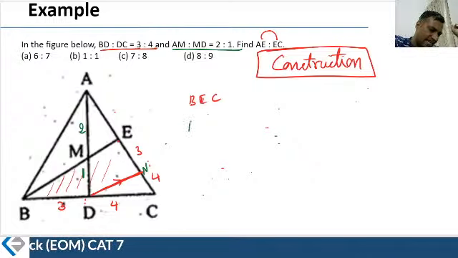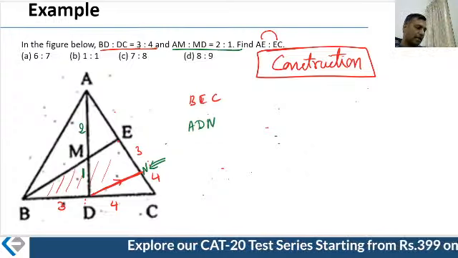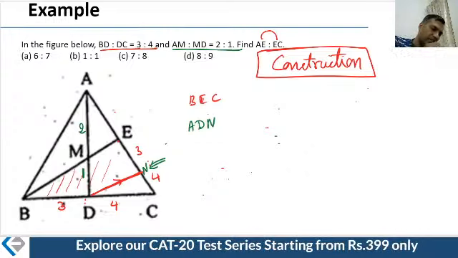Look at the triangle ADN. N is the point I have inserted here. In the triangle ADN, apply the basic proportionality theorem. Then this ratio will also be 2:1.